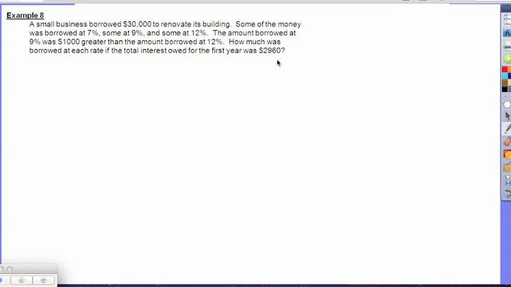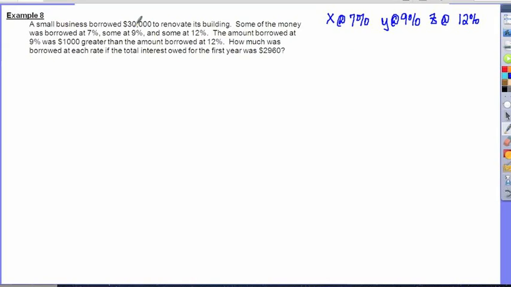We are going to have 3 variables, 7, 9, and 12%. So over here, I'm going to let x be the amount at 7%. I'm going to let y be the amount at 9%. And I'm going to let z be the amount at 12%. So when we're working out the equations here, x represents 7%, y represents 9%, and z represents 12%. So let's set up our equations and see what we have going on.